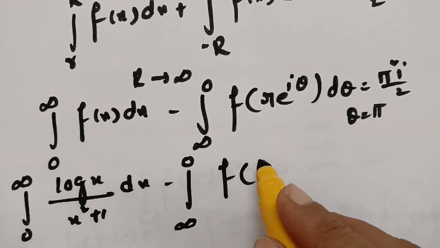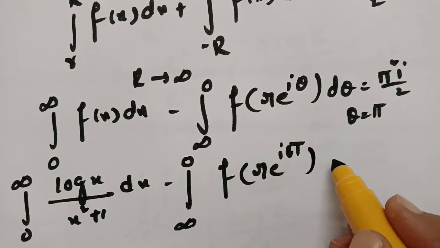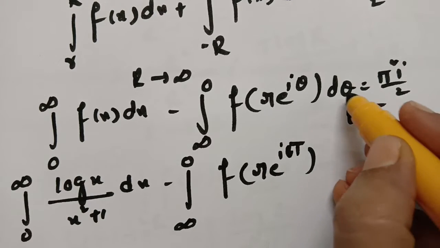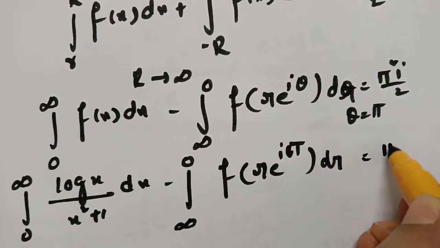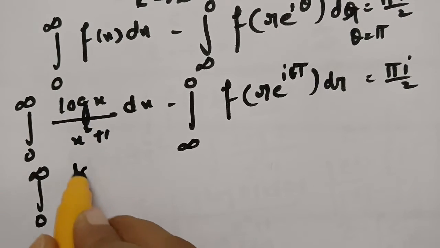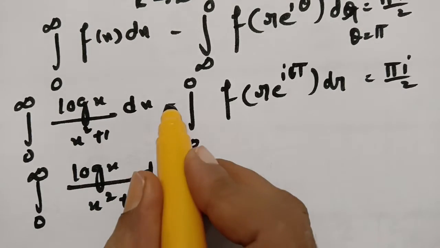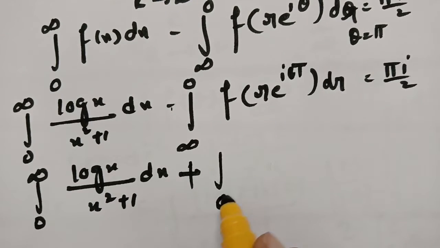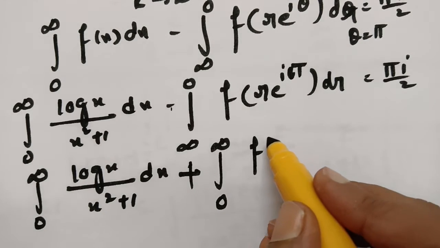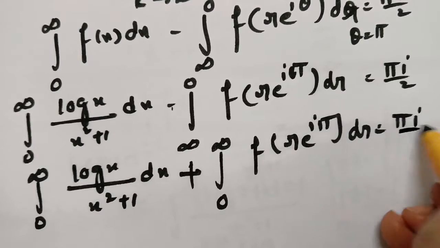And if I put it in the form of pi, in place of theta I am going to write pi, into r into d theta into dr, which is equal to pi i by 2. So here I can write this as the integral from 0 to infinity of log x by x square plus 1 dx, plus, exchanging the limits of the integral from 0 to infinity, this can be written as log r into e power i pi into dr, is equal to pi i by 2.